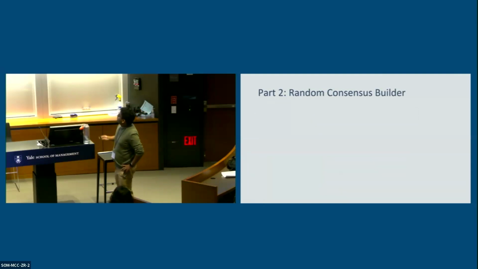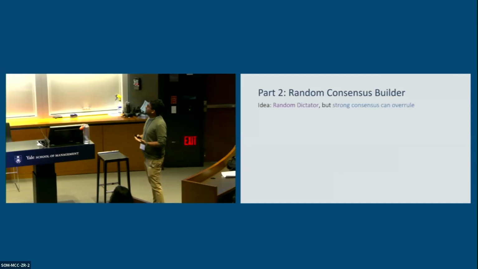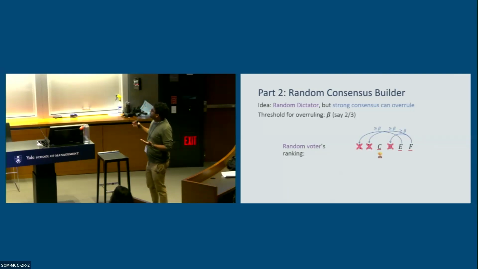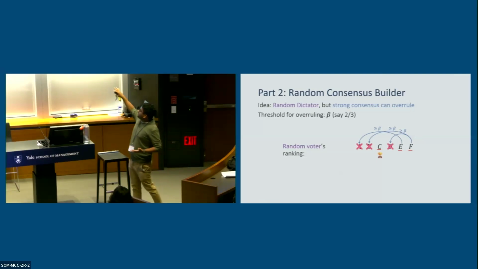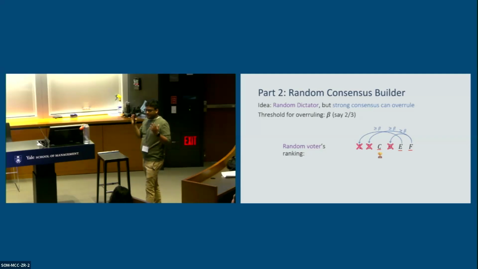And so one of these different voting rules is one we call random consensus builder. And so roughly the way it works is it's kind of like random dictator, but where a strong consensus of the voters can actually overrule the dictator. So very roughly, there's some threshold for overruling, and we look at our random voter's ranking. And then essentially, if a consensus of the voters actually prefers low-ranked candidates over high-ranked candidates, then those high-ranked candidates end up getting eliminated. And so we pick basically this random voter's favorite candidate among those that are essentially approved by the consensus.